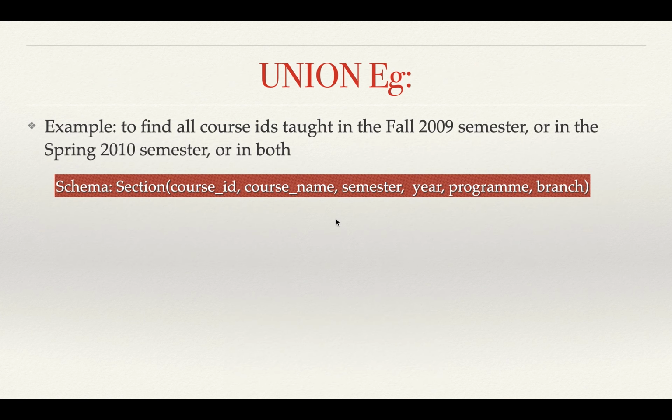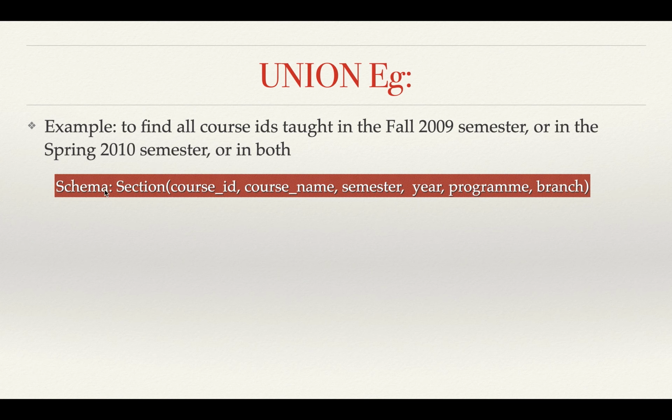Now we can see an example. So you can also try it parallelly. How can we find the relational algebra equivalent for this query? So what is the query here is to find all course IDs taught in the fall 2009 semester or in the spring 2010 semester or in both. Okay, so what does this mean? It is actually a union operation. In both, or in 2009 or in 2010. So we have to do a union operation.